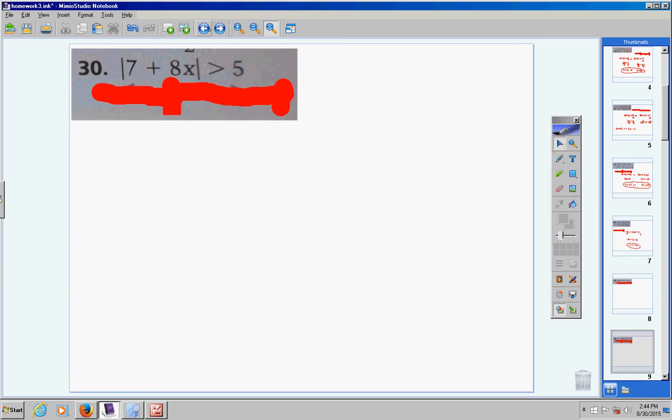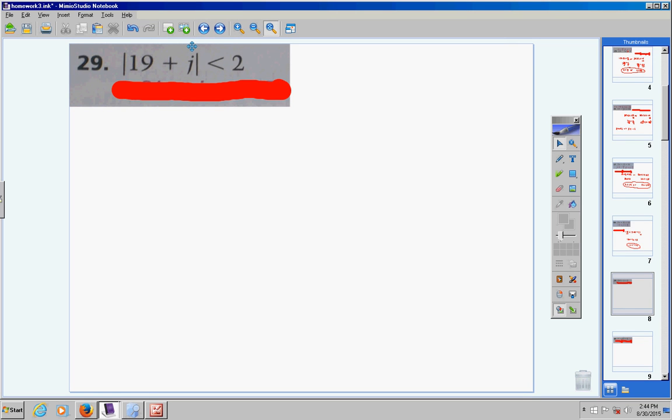Alright? Moving on to number 29. Step 1, isolate the absolute value. We've already done that. Step 2, notice that this sign is pointing to the left, so we do have a conjunction. Put your positive 2 here, then change the sign and put it over here. Right in the middle, you're going to put 19 plus j. And then put your arrows pointing to the left. And here we go, pretty simple.